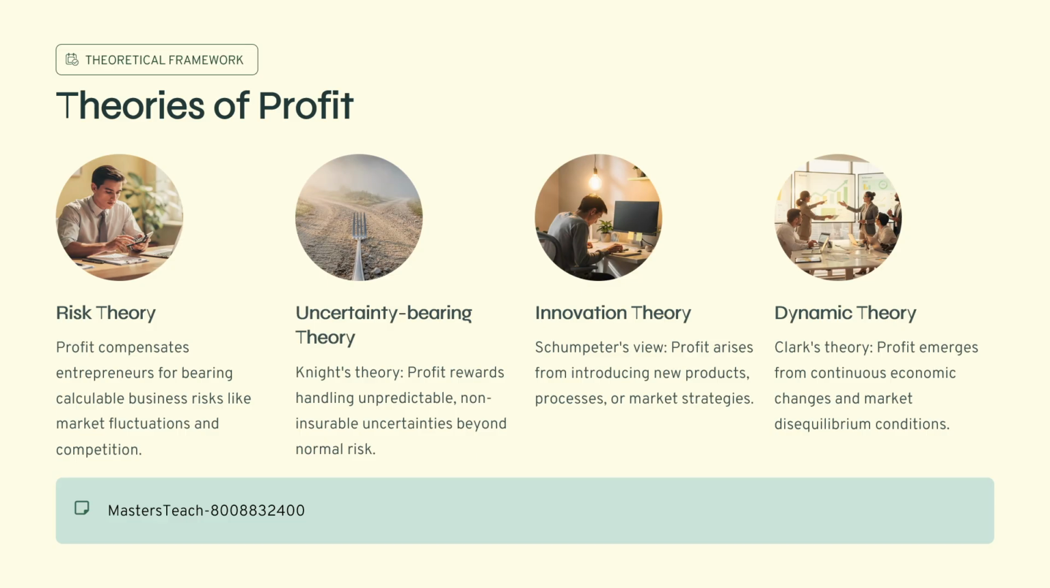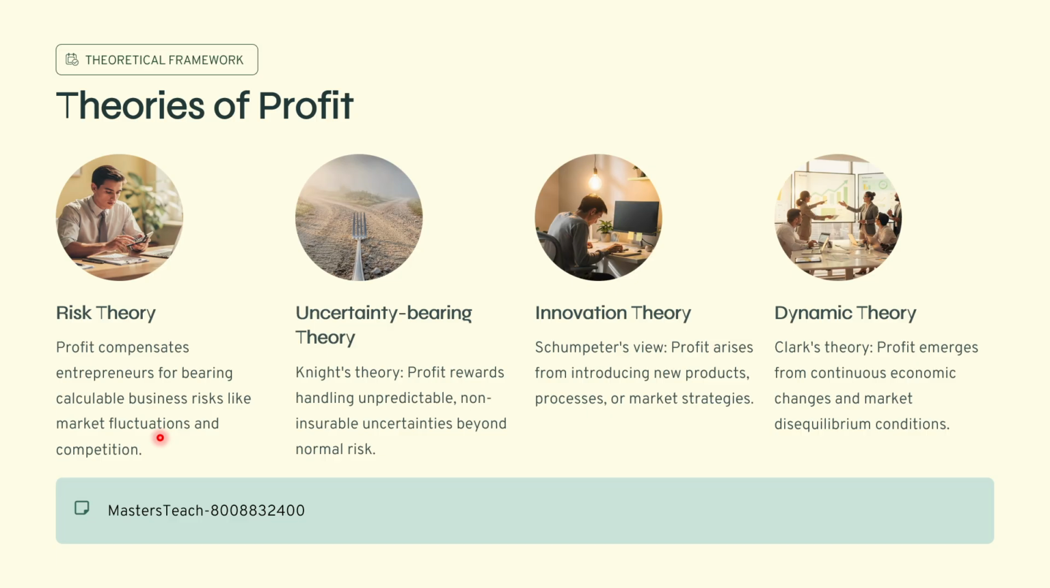Okay, theories of profit. One is risk theory, uncertain bearing theory, innovation theory, and dynamic theory. When they ask this in the exam, you have to write this. What is risk taking? Profit comes by taking the risk, the calculated risk, like market fluctuation, competition.